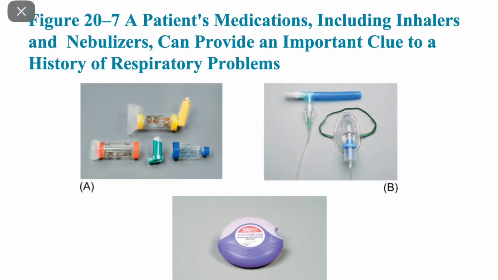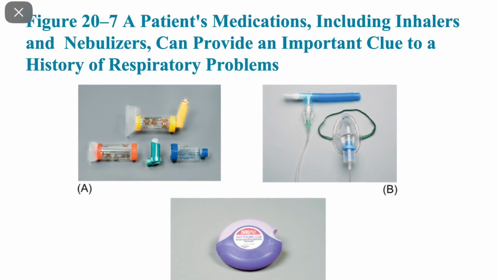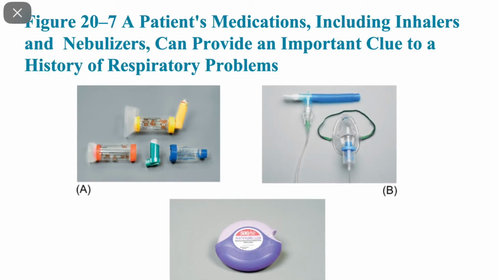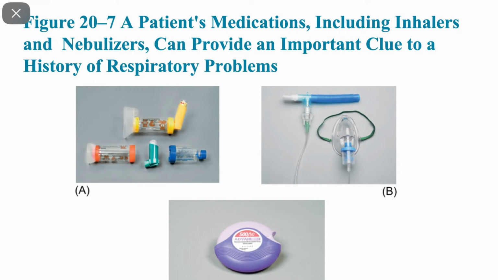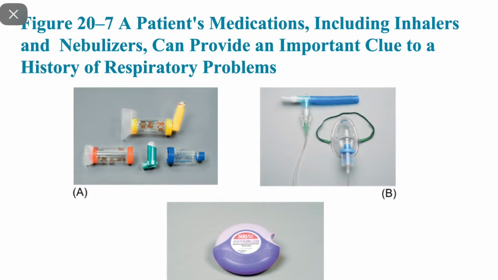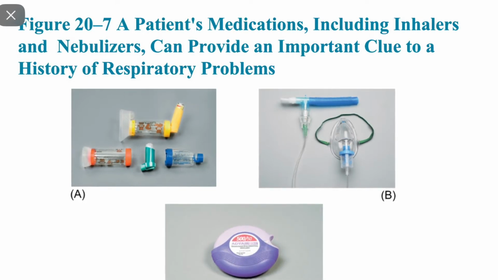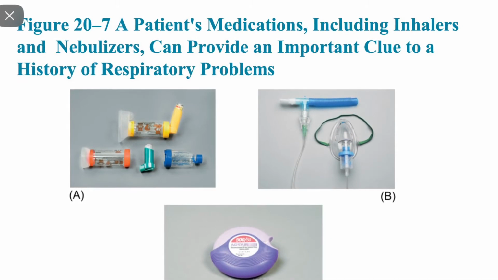Here we see the types of medications that the patients may be prescribed. A is going to be your rescue inhaler, B is going to be your nebulized treatments, and C is going to be your longer acting inhaler. Not only do these provide a clue as to their history of respiratory problems, but it also gives you an indication of how compliant they are with their medications.